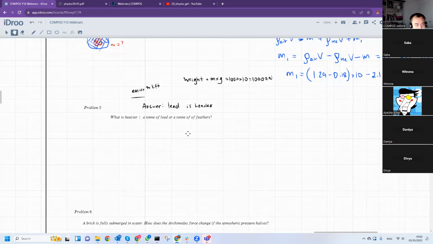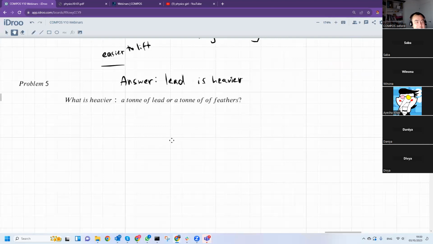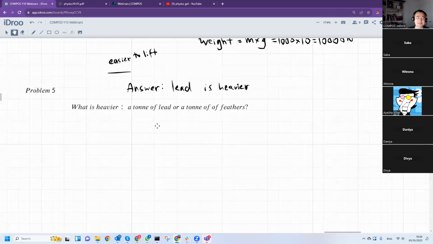The next question. What is heavier? I did this question two weeks ago. What is heavier, a ton of lead or a ton of feathers? Was someone able to figure that one out? Somebody told me the correct answer last week.